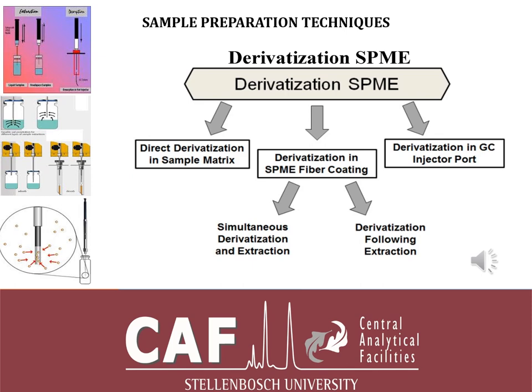As mentioned earlier when I was introducing the SPME, one can do derivatization. You can do direct derivatization in the sample matrix, derivatization in the SPME fiber coating, or derivatization in the GC injection port. Direct derivatization in the sample means that the fiber gets inserted into the liquid phase, where there's a derivatizing agent, and the compounds with it get absorbed on the fiber, and then it gets retracted and injected on the GC.